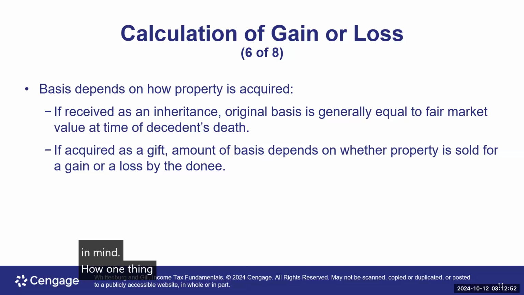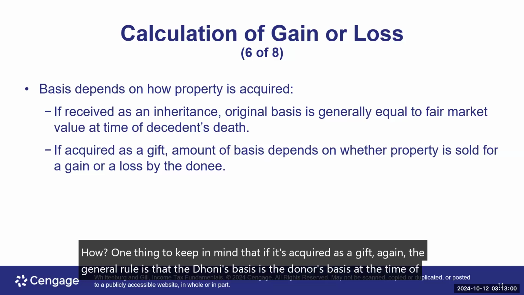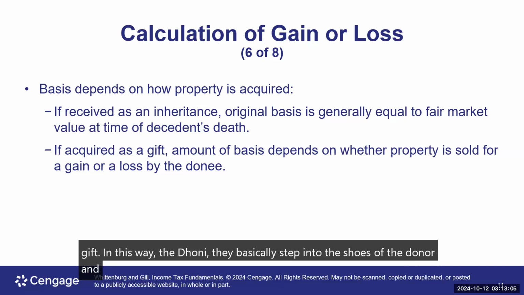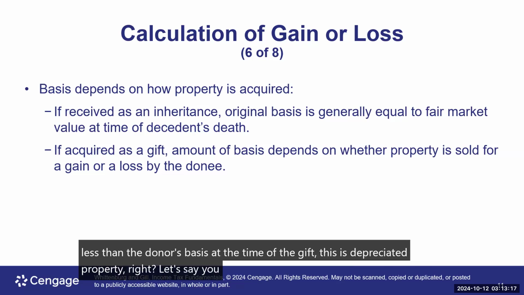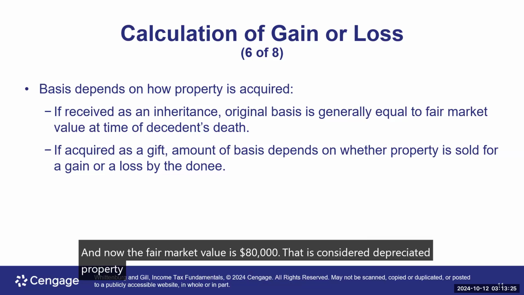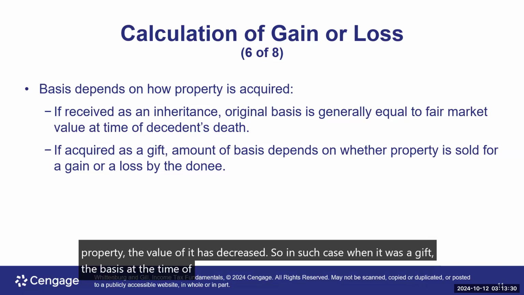One thing to keep in mind is that if it's acquired as a gift, the general rule is that the donee's basis is the donor's basis at the time of the gift. In this way, the donee basically steps into the shoes of the donor and the built-in gain is preserved. But if the property's fair market value is less than the donor's basis at the time of the gift, this is depreciated property, right? Let's say you paid $100,000 for a property and now the fair market value is $80,000. That is considered depreciated property. The value of it has decreased. So in such case, when it was a gift, the basis at the time of sale depends on the selling price.